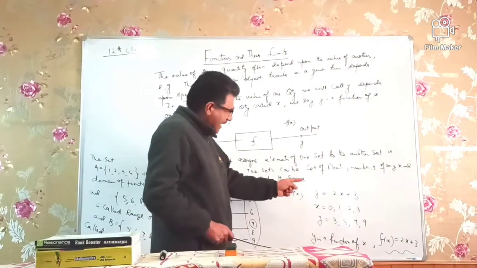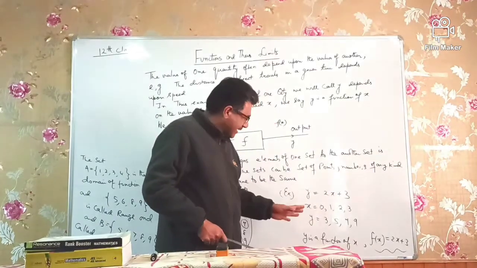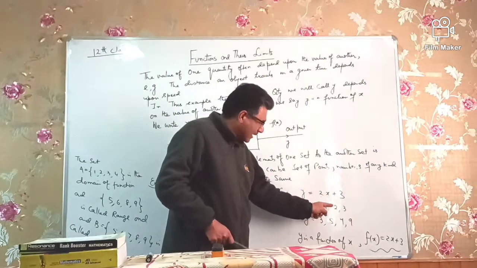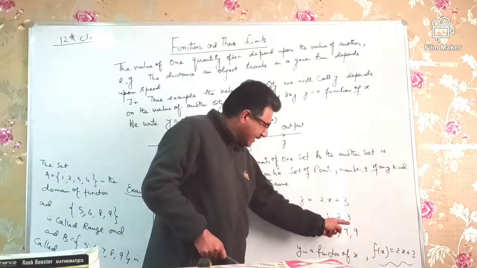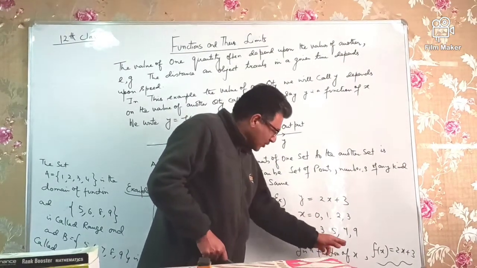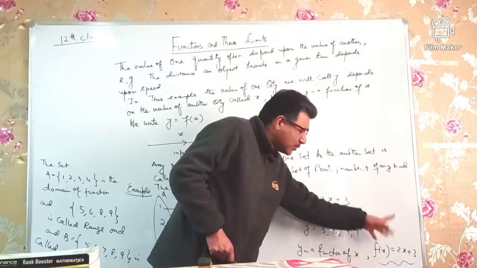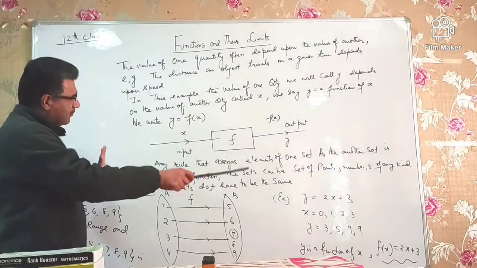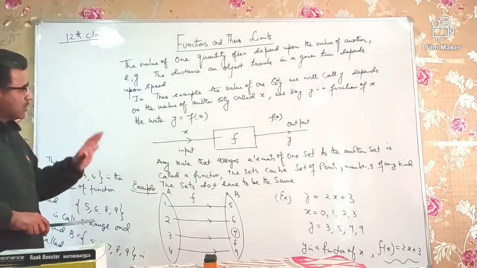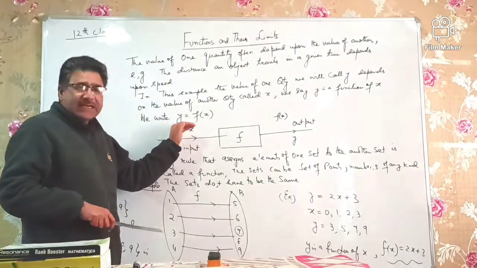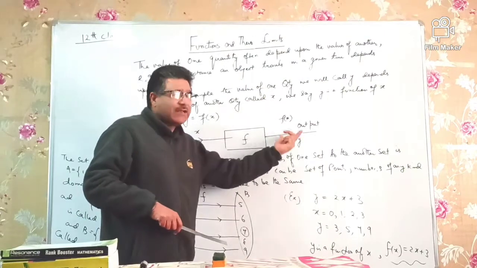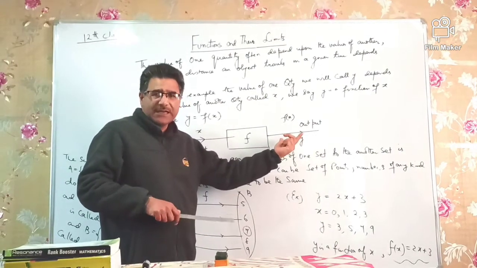Another example: if I take y is equal to 2x plus 3, and I put x is equal to 0, 1, 2, 3, we get y is equal to 3, 5, 7 and 9. y is a function of x and we write f(x) is equal to 2x plus 3. So this is the basic definition of the function. What is the definition of the function? If for each value of x, there is a unique value of y, only one value of y.